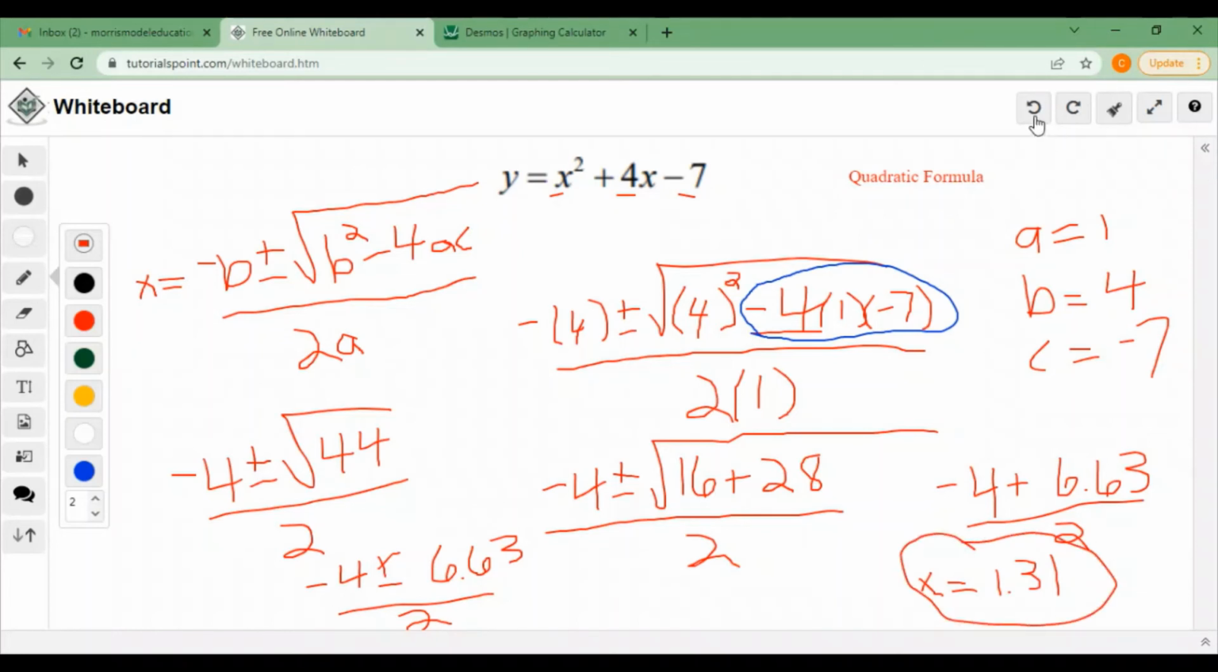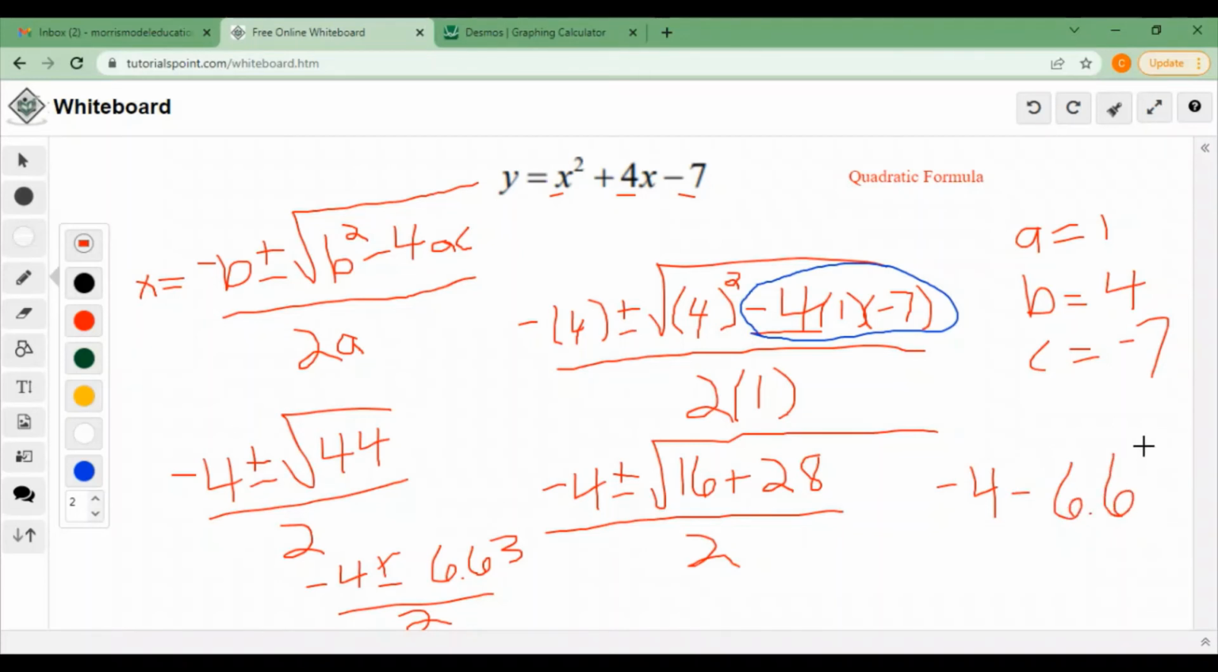Okay, cool. So I'm going to erase what we just did so I can do it again where I'm subtracting, because that's one of our solutions. So now we're going to do minus. We're going to do -4 minus 6.63, because it's plus or minus, right? See that over here? Plus or minus? You've got to do both. And we're going to divide it by 2. And we're going to do the math. We're going to put in our calculator, -4 minus 6.63 divided by 2.